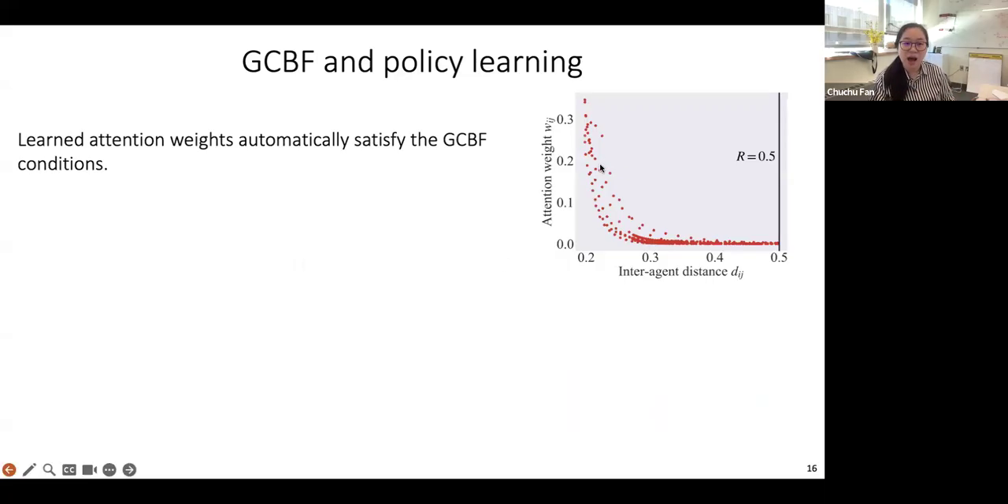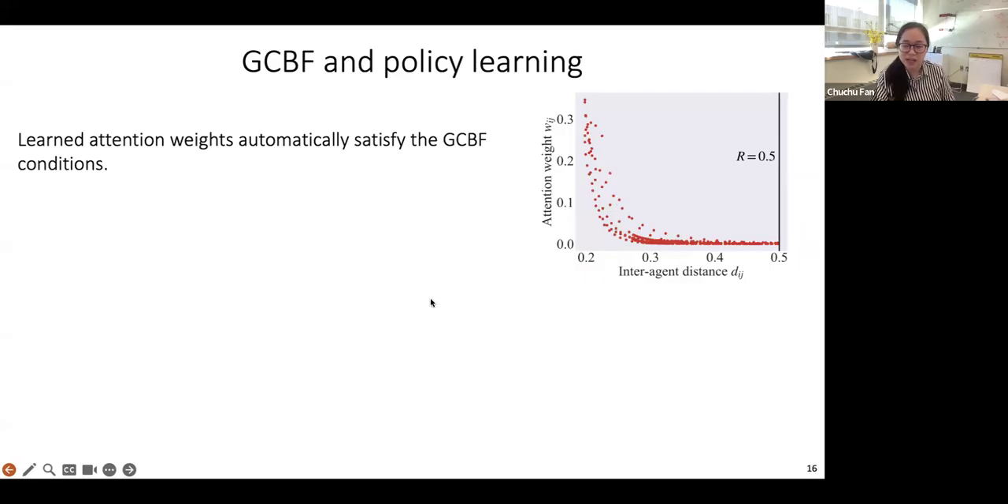Here, I'm showing you how the learned attention weight can automatically satisfy the GCBF condition. Remember, we want the attention to be more when your neighboring agents are close to you. So you can see when your distance is very small, there's a large attention. And this attention gets smaller and smaller as you approach the sensing radius, and it reduces to 0, completely 0, when other agents are outside your sensing radius.